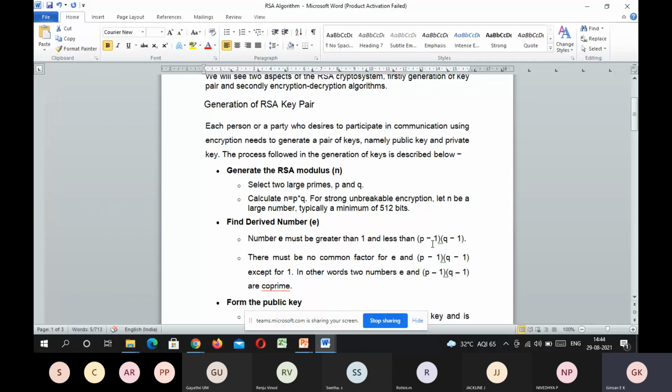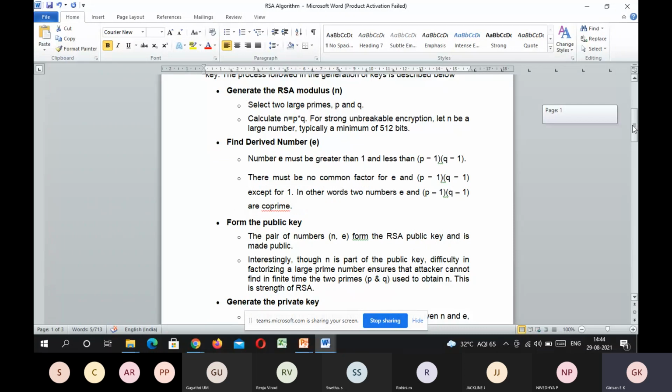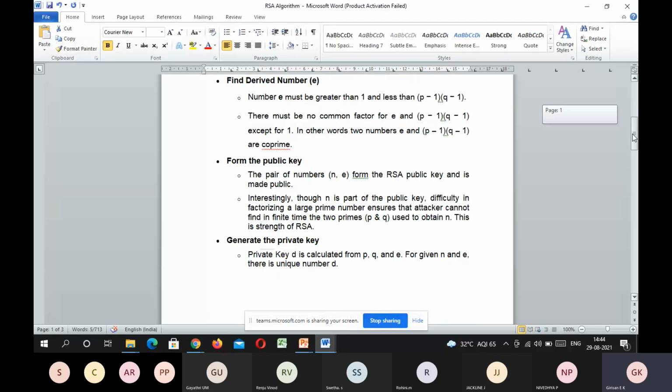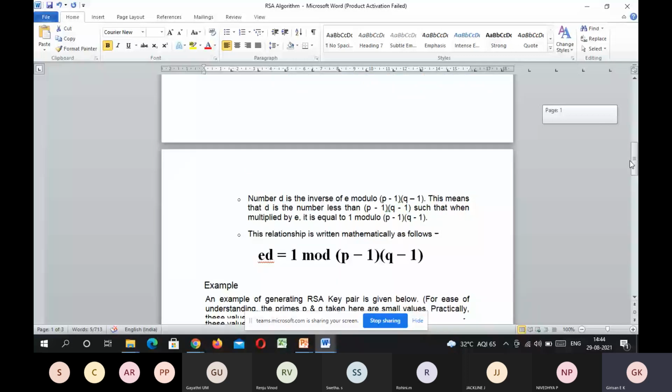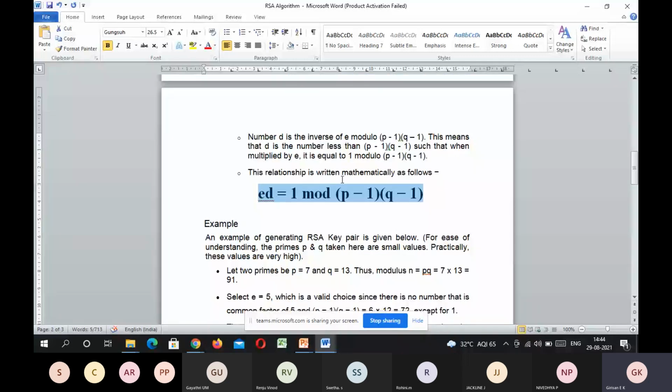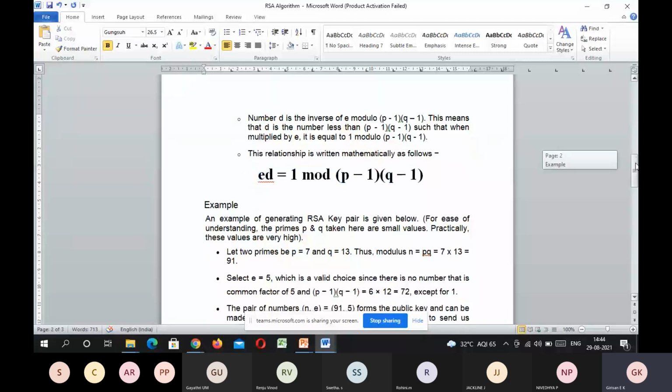E comma N is the formation of the public key, which can be used for RSA encryption. That is the third point. The fourth point is to select a private key D from the mathematical formulation D is equal to E inverse mod (P minus 1)(Q minus 1). So what is D? D is the private key. That is the fourth important point.